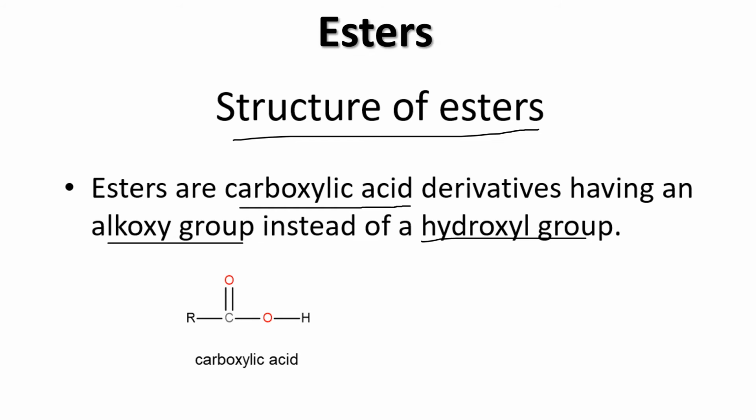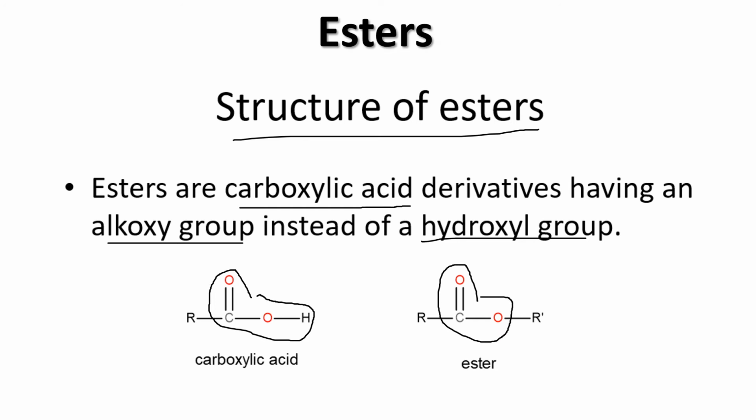So here it is. Here's our carboxylic acid. This is the derivative part here. And for us to change to an ester, notice that we've still got this part intact. It's just the H is gone and it's been replaced by some kind of carbon chain. That's what the alkyloxy group is referring to.